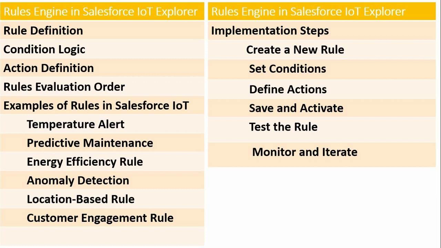Location-based rule. Condition. If a vehicle's GPS coordinates indicate that it has left the designated area. Action. Send an alert to the fleet manager, update the vehicle's status to out of area, and track its movements.